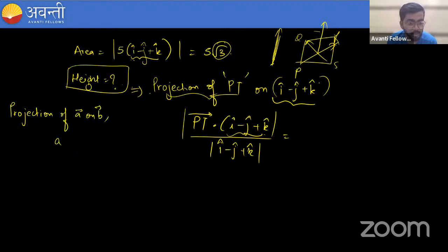It is A bar dot B bar upon mod of B bar, right? I have applied modulus on the numerator also because we need to find the height, which is the distance. That is why we have applied modulus.